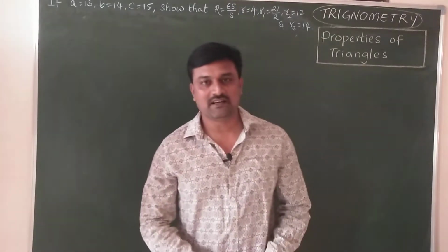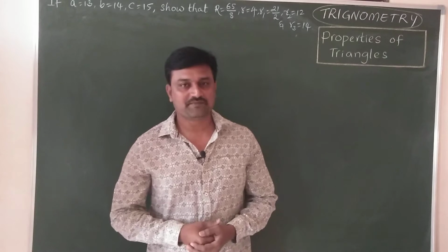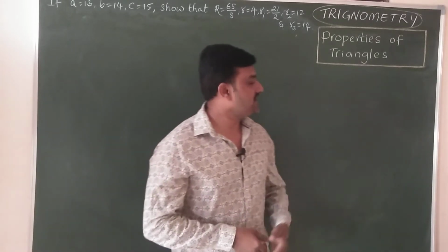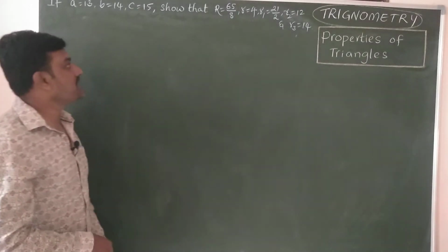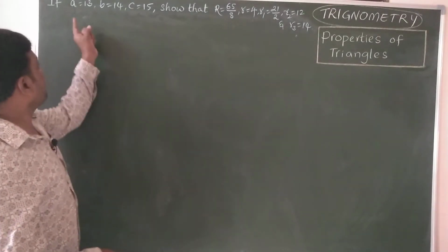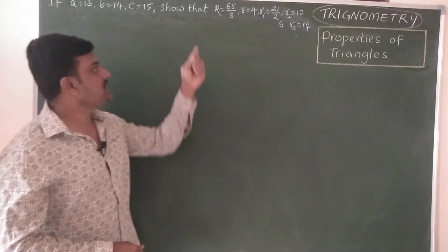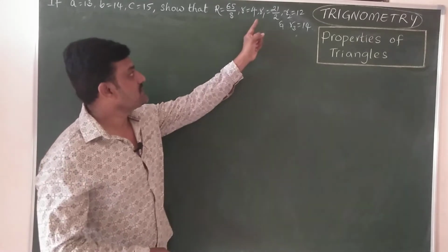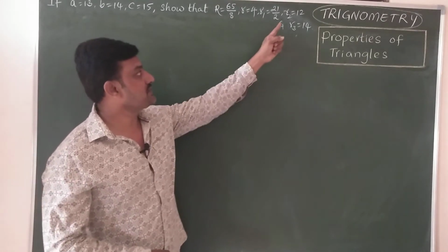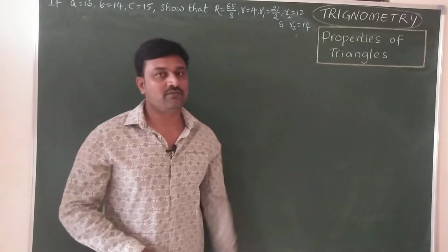Hi students, let us go with our new subtopic in trigonometry, that is the properties of triangles. Now in this, one of the important questions: if a equals 13, b equals 14, c equals 15, then show that capital R equals 65 by 8, small r equals 4, small r1 equals 21 by 2, small r2 equals 12 and small r3 is 14.